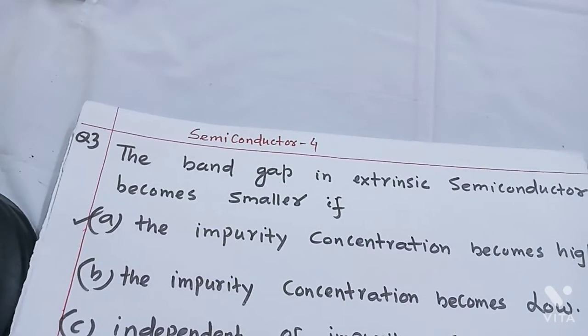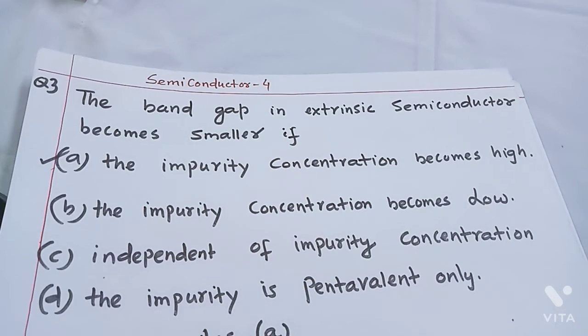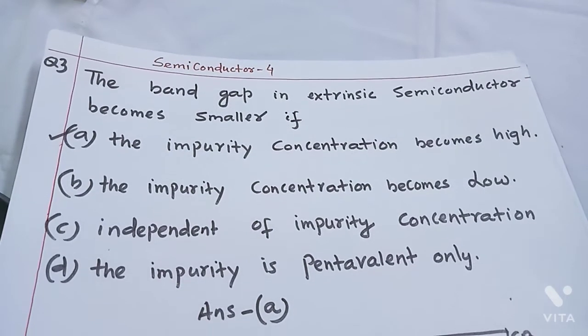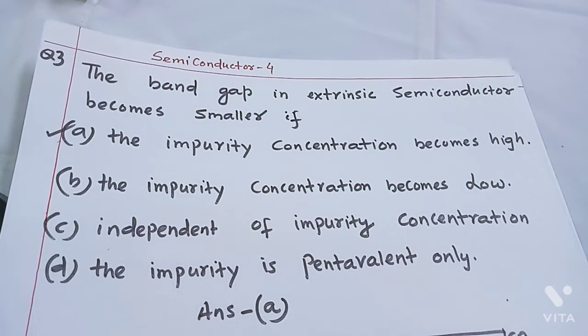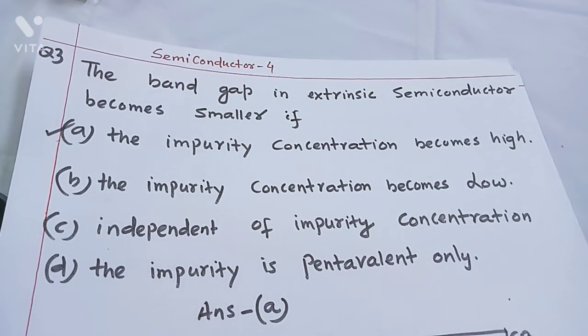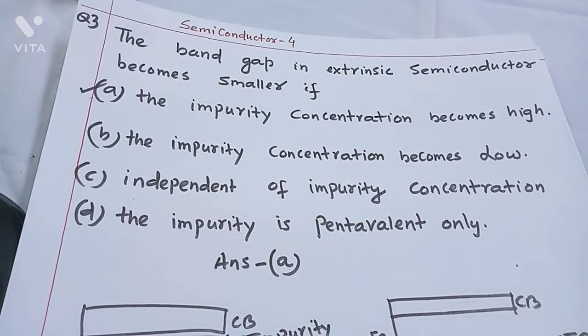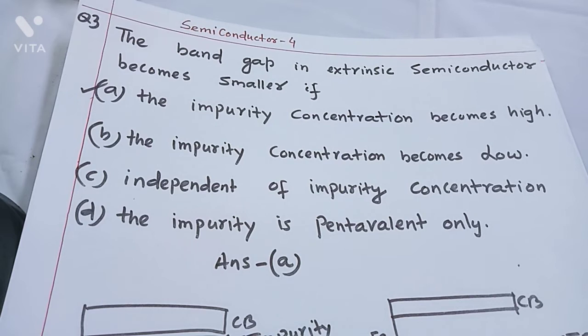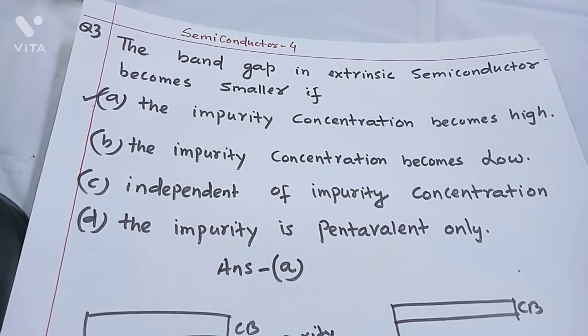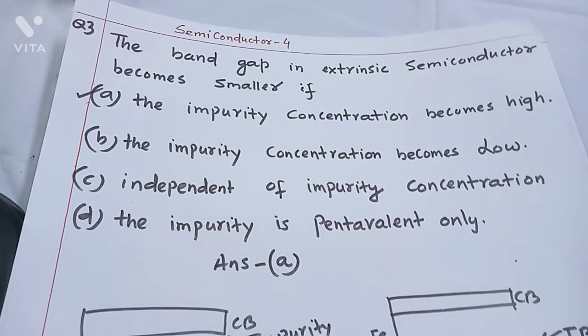Next question: the band gap in an extrinsic semiconductor becomes smaller if the impurity concentration becomes high, the impurity concentration becomes low, independent of impurity concentration, or the impurity is pentavalent only. Answer: the impurity concentration becomes high, so that the band gap in an extrinsic semiconductor becomes smaller.